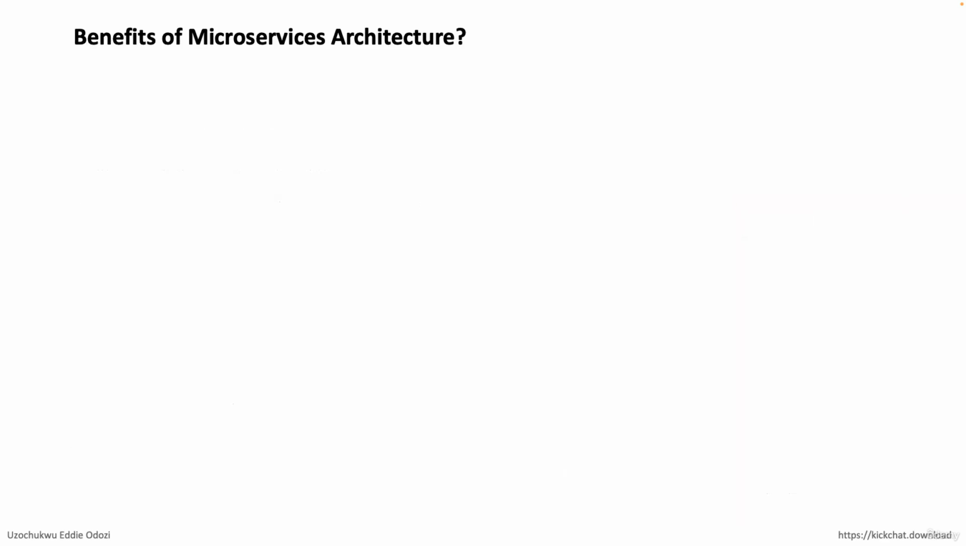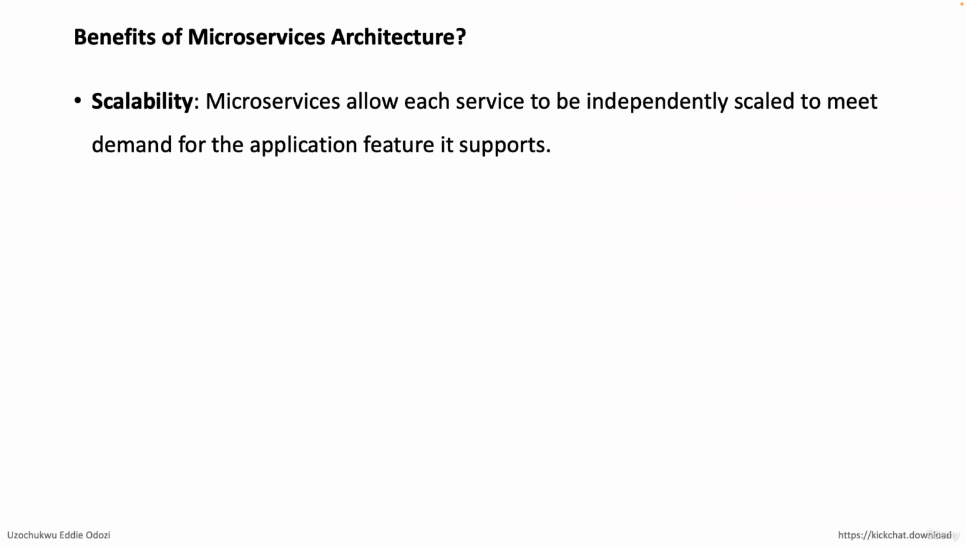Now let's talk about some of the benefits of microservices architecture. One benefit is scalability. Microservices allow each service to be independently scaled to meet demand for the application feature it supports. So one part of the application could be experiencing some peak demand, and then you could scale that particular service without affecting the other services.